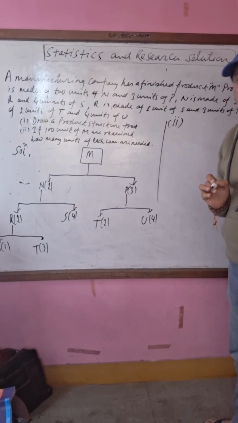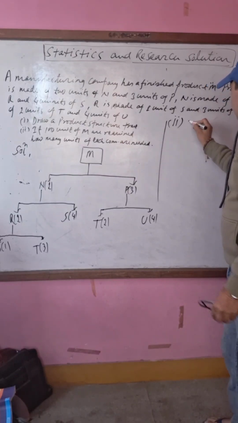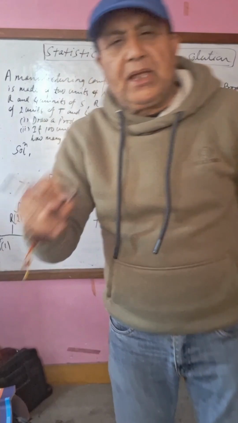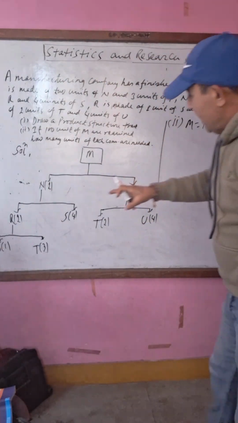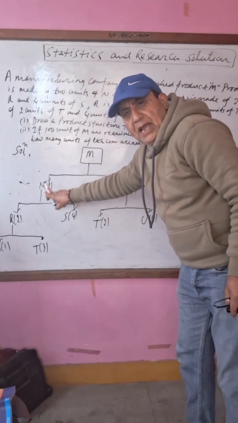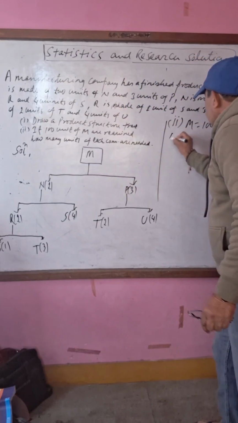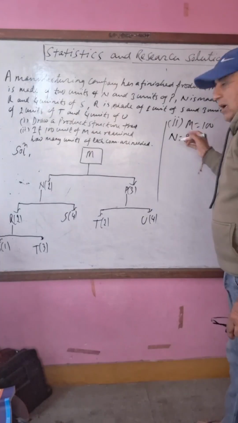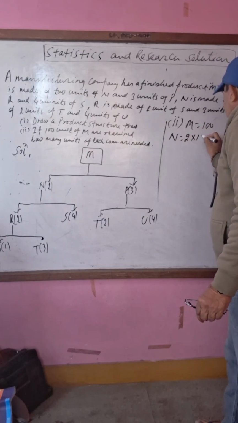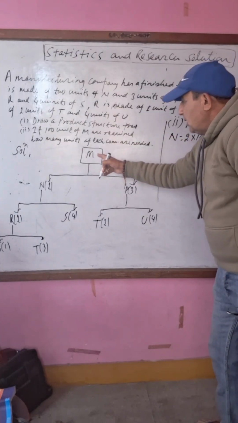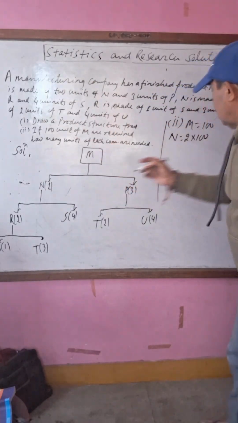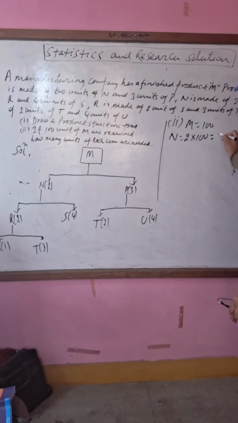M is 100. You write 100. That is given. And how many N do we require? N is equal to 2 into 100. For 1 unit of M, we require 2 units of N. So for 100, N is 200. 200 units we require.